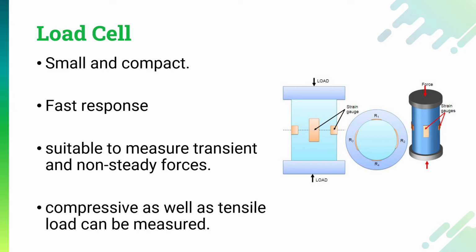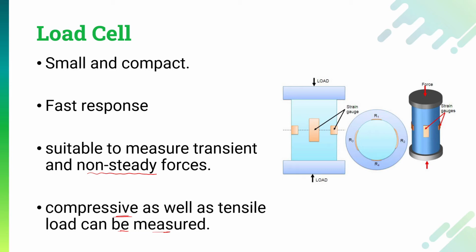Thirdly, they are very suitable for measurement of transient, or say non-steady, forces. Whenever the forces are continuously changing, they are very suitable for the measurement. And lastly, they can measure the compressive as well as the tensile load. So we can measure both compressive and tensile load in the case of the load cell. Okay, so these are some of the very basic advantages. That's why load cells are very useful in many ways.